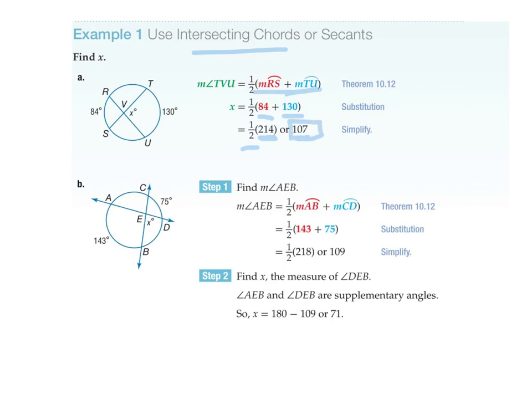and your answer is 107. In B, this time you've got secants. The difference is they're outside the circle, but the same principle is exactly what you had before. It's where they cross inside the circle. So half of the sum of the two segments added together. A half of 218 is 109.